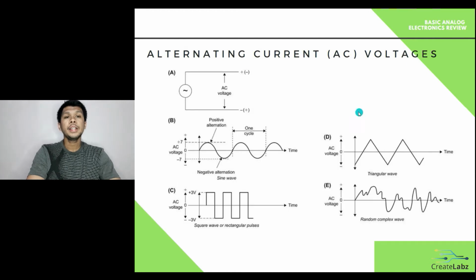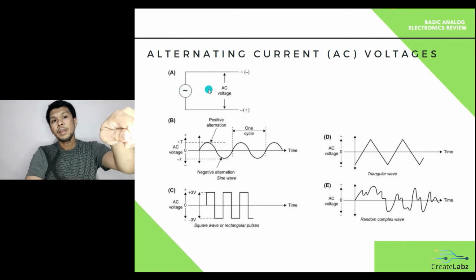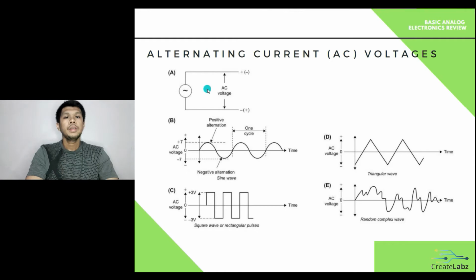AC or alternating current voltages also have two terminals, but they have no polarity, meaning you can connect them in any way without any orientation. Like you can connect it this way or that way. It's like in our 220 volts plug at home, we don't check the orientation, we just plug it directly.